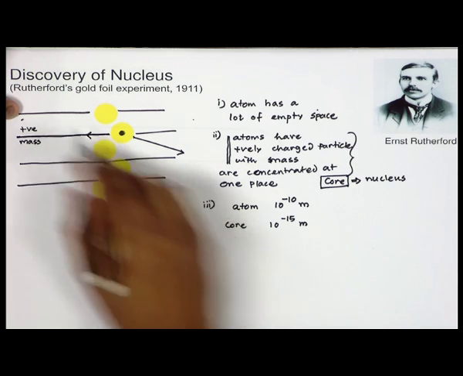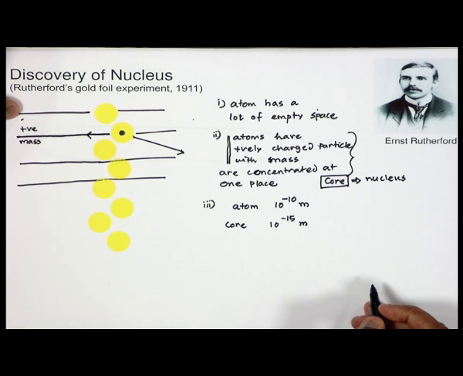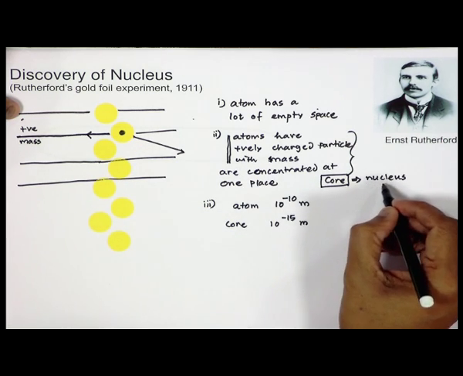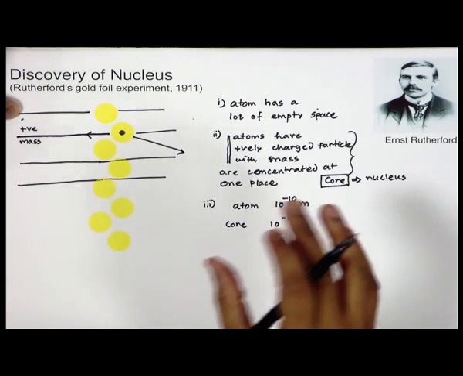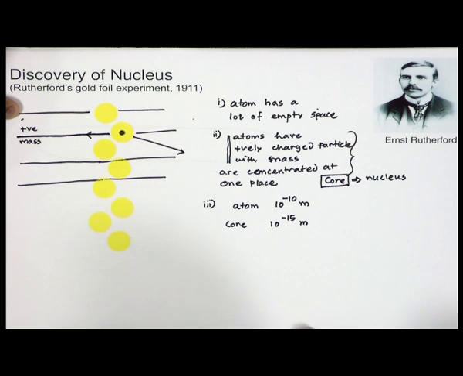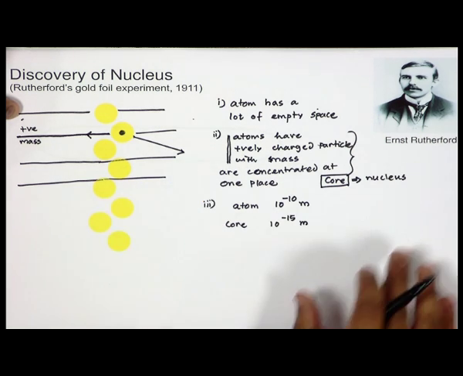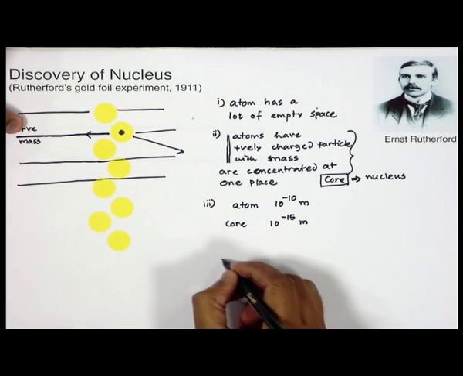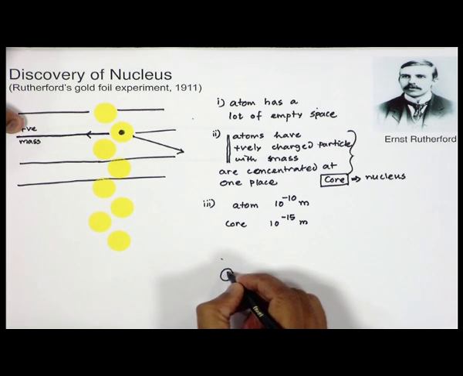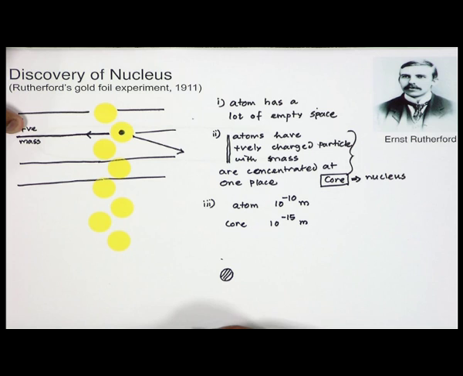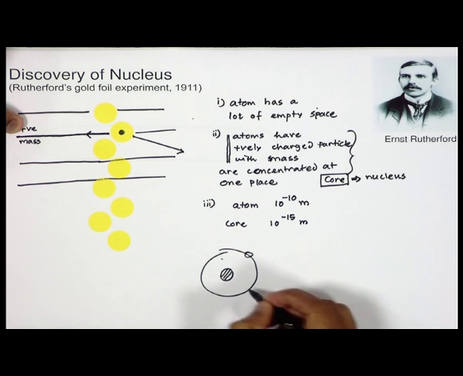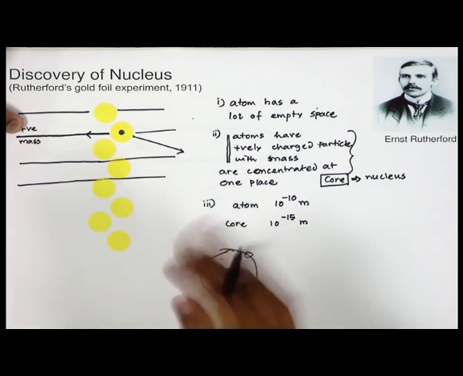So, from Rutherford's gold foil experiment, it was learnt that atoms have a core which is known as the nucleus, where the charge and the mass are concentrated. So, now we can propose Rutherford's atomic model. He imagined that the atom has a central place, the nucleus, which contains the mass and the positive charge, and the electrons go around the nucleus in fixed orbits.